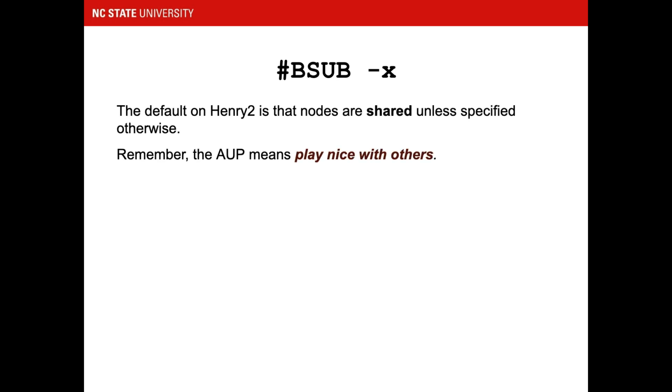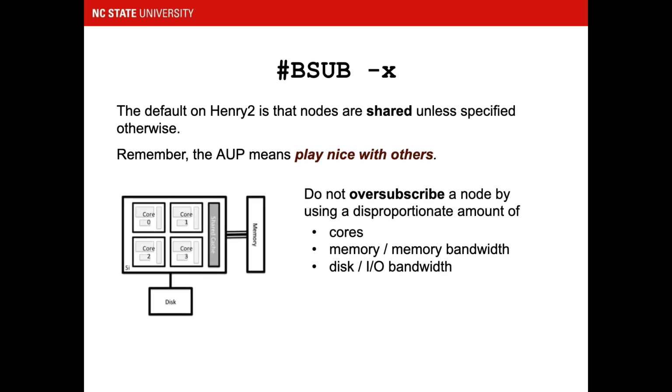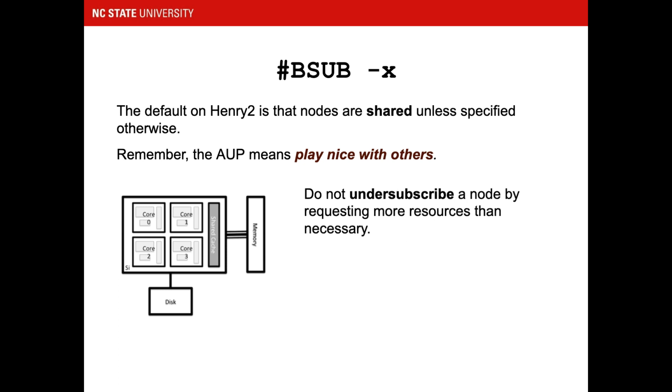There is no hard and fast rule, so please just keep the following in mind. The resources are shared, and unless you specify otherwise, you could be sharing a node with others. Remember from watching the video on the acceptable use policy that the AUP means play nice with others. Do not oversubscribe a node by using a disproportionate amount of cores, memory, or disk compared to what you request in your batch script. On the other hand, you don't want to undersubscribe a node.